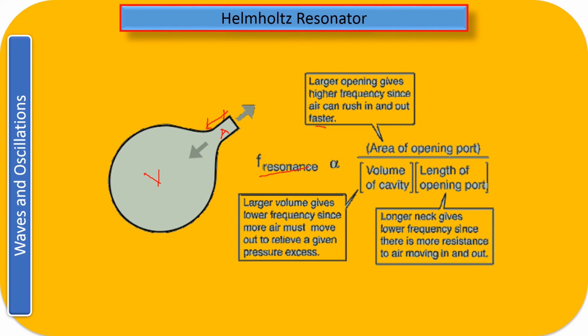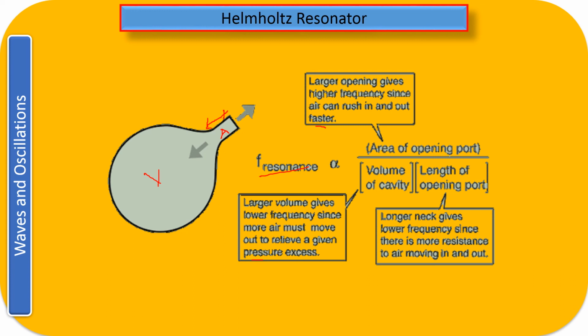So if the area is more, the air can rush faster. It can go out very fast, it can come inside also very fast. So naturally, the more the going and coming, the more is the frequency, the more will be the value of the resonance. It is inversely proportional to the volume of the cavity. Why do we say larger volume gives the lower frequency? Since more air must move out to relieve a given pressure excess. So it is inversely proportional to the volume, and to the length of your neck, again it is inversely proportional.